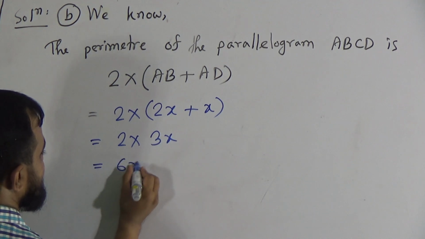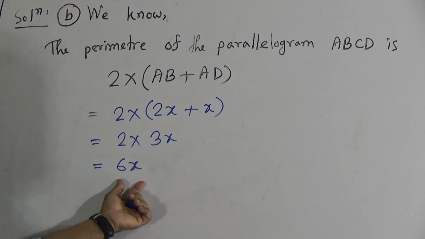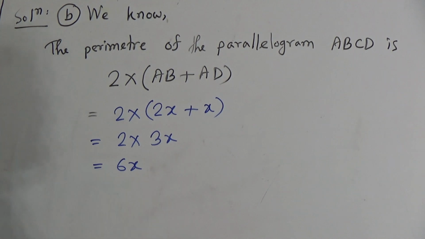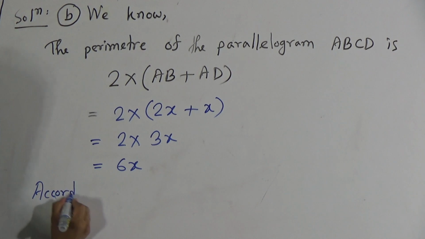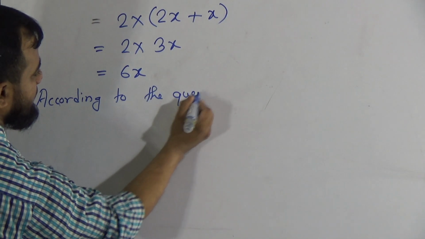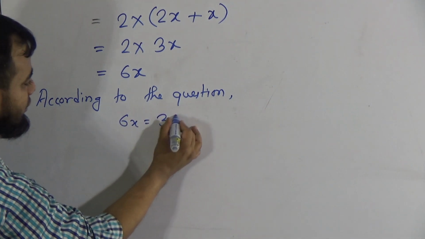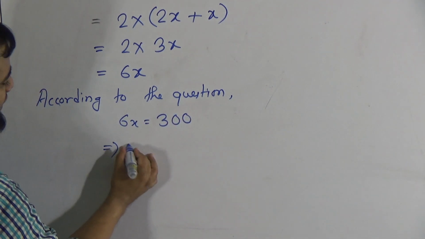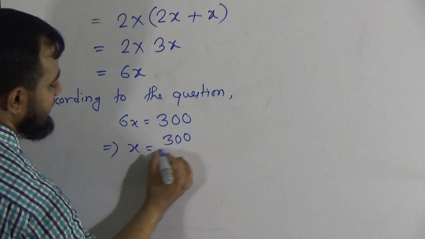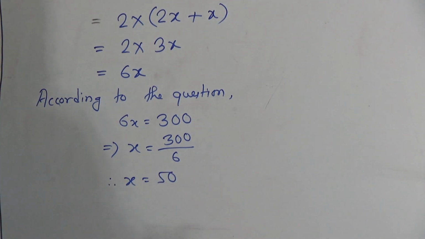That is equal to 6x. According to the question, 6x is equal to 300, because 300 meters is the perimeter of the parallelogram ABCD. So 6x equals 300, which implies that x is equal to 300 divided by 6. Therefore x equals 50 meters.